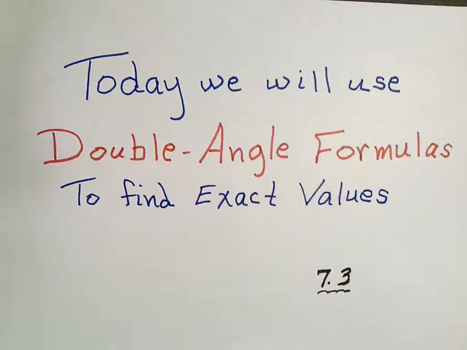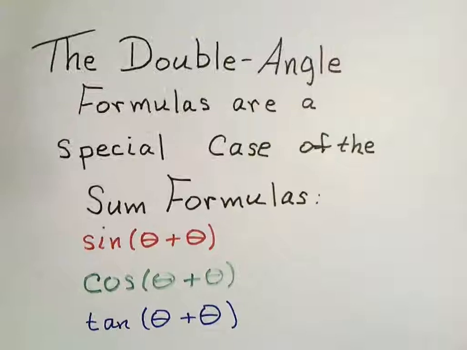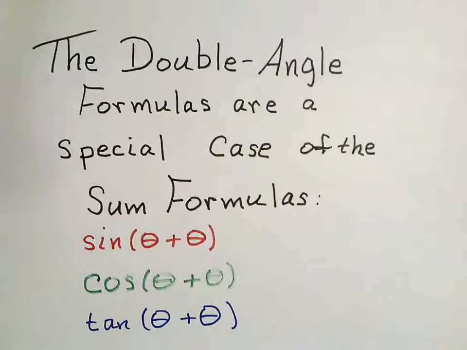Today, we will use double angle formulas to find exact values. This is in Chapter 7, Section 3 of our ebook. The double angle formulas are a special case of our sum formulas. Remember, we had the sine of alpha plus beta. Well, here alpha and beta are the same this time.